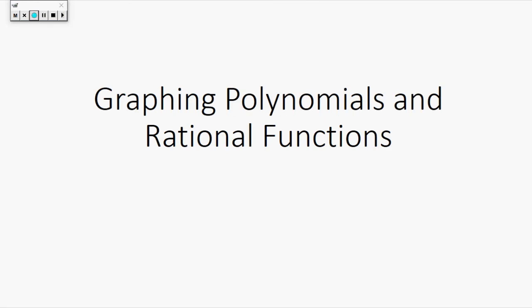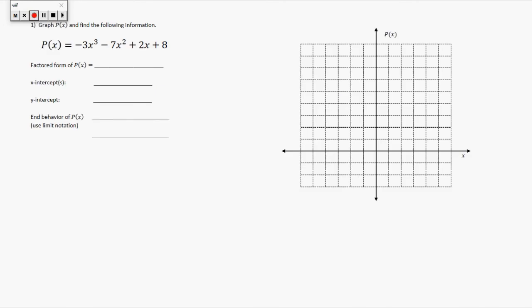Okay, we're going to talk about graphing polynomial functions and rational functions. We'll just do a few problems, one problem per video here. So the first problem is a polynomial. It says p of x is negative 3x cubed minus 7x squared plus 2x plus 8.